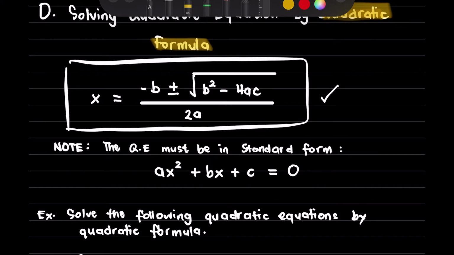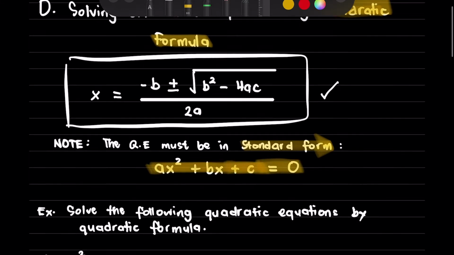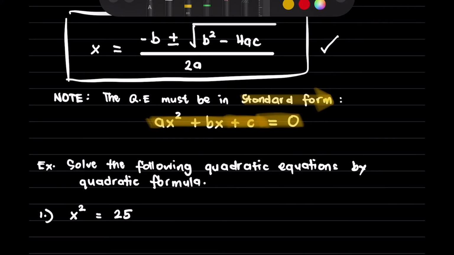Take note, kapag ginagamit mo ang quadratic formula, make sure your quadratic equation must be in standard form. Tandaan nyo na dapat ang inyong equation ay in standard form. Ito yung ax squared plus bx plus c equals 0. I-check mo muna kung naka-standard form ang given mo. Let's proceed sa ating example.